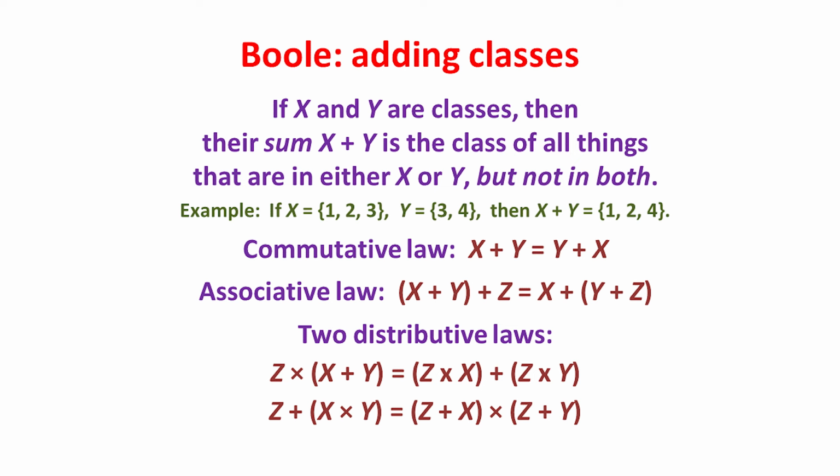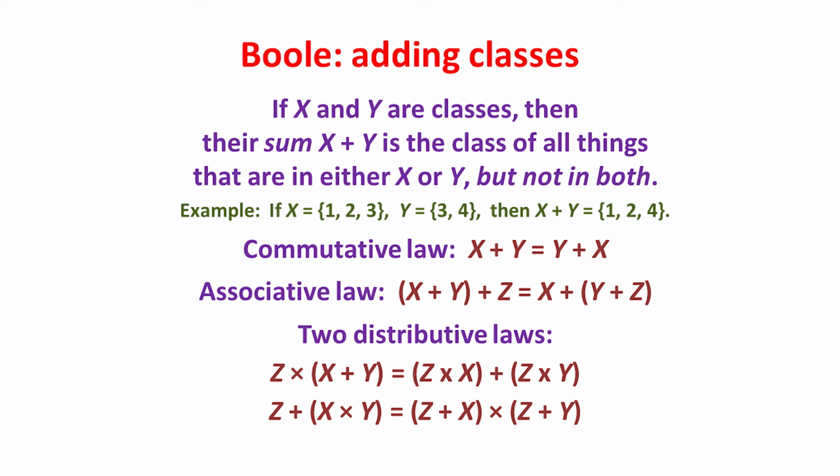For example, if x is the class containing the numbers 1, 2 and 3, and y contains 3 and 4, then x plus y contains 1, 2 and 4, but not 3. Boole then showed that his sum of classes satisfies both the commutative and the associative laws.